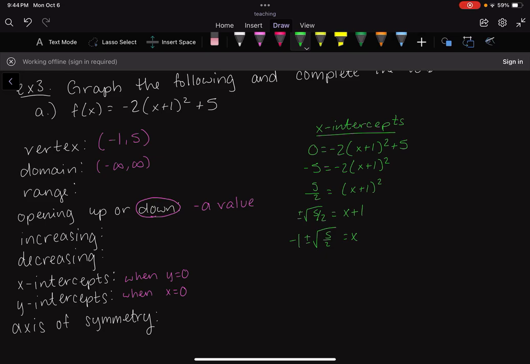So my x-intercepts are the points negative 1 minus root 5 over 2, comma 0, and negative 1 plus root 5 over 2, comma 0.